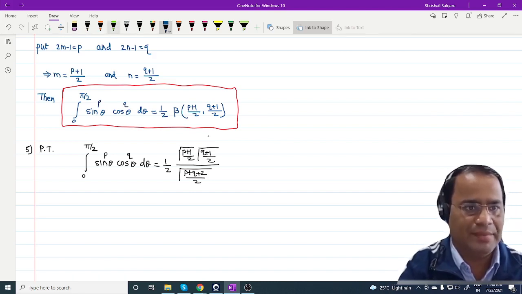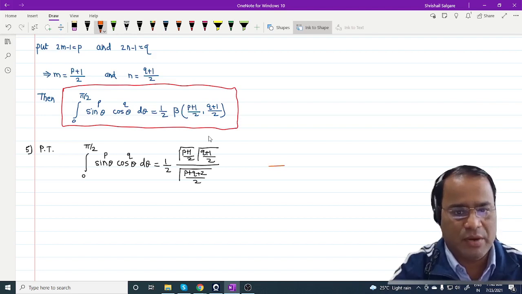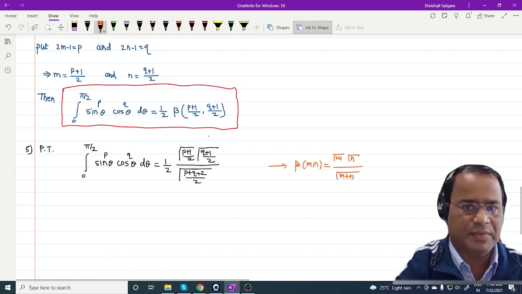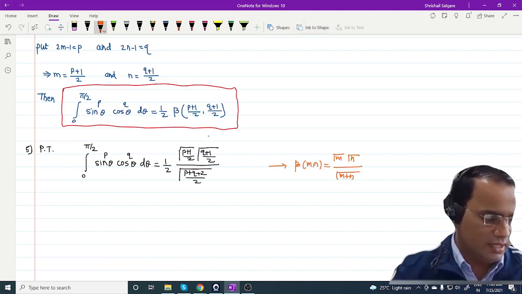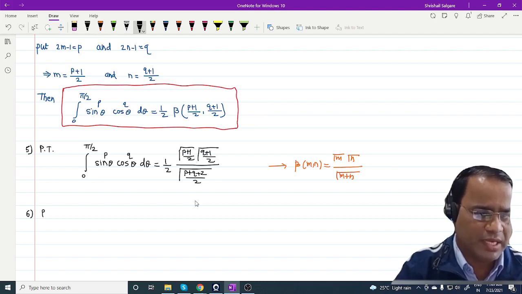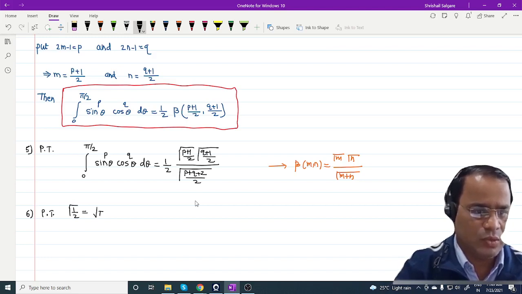And simply to prove this relation, I have to use the property beta of m, n is equal to gamma m into gamma n divided by gamma of m plus n. That's why that property you can apply. Now the sixth one, some particular property, that is gamma 1 by 2, that we accepted in the gamma function. Gamma of 1 by 2 is given as root of pi.